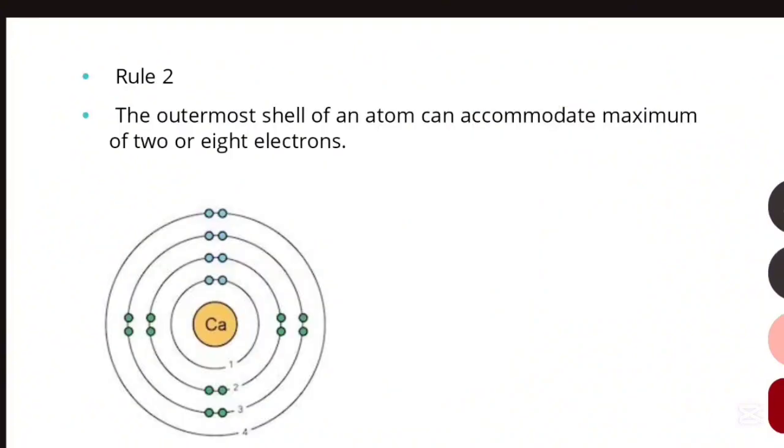Rule number 2 states that the outermost shell of an atom can accommodate a maximum of 2 or 8 electrons.